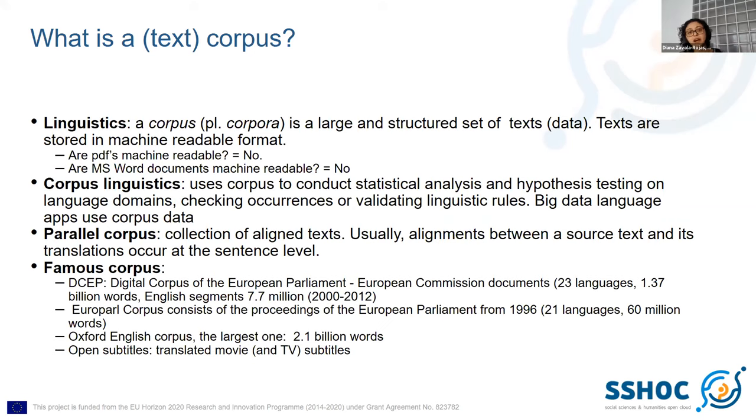Some famous corpora that are available: the Digital Corpus of the European Union, commissioned by the European Commission, contains the documents made by the European Commission in 23 languages. Then the Europarl corpus consists of the proceedings of the European Parliament. So the first one is a more general corpus consisting of all the documents produced by the Commission, and the second is the proceedings specifically. The Oxford English Corpus, the largest one of its kind, with about 2.1 billion words, and OpenSubtitles, which are automatically translated movie and TV subtitles. You may be familiar with this one if you at some point turn on your captions function in YouTube, for instance. These subtitles are automatically generated and this constitutes a corpus.